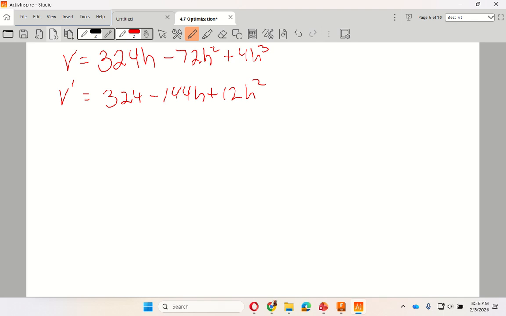And can I factor a 12 out of that? I can. So if I take out a 12, I'm left with h squared minus 12h plus, what's that going to be? 27? You're saying 27? Okay, good job.